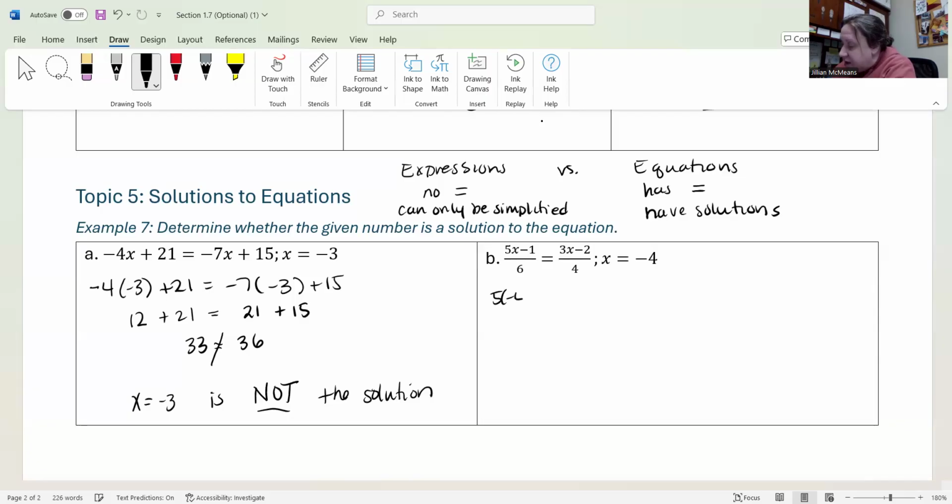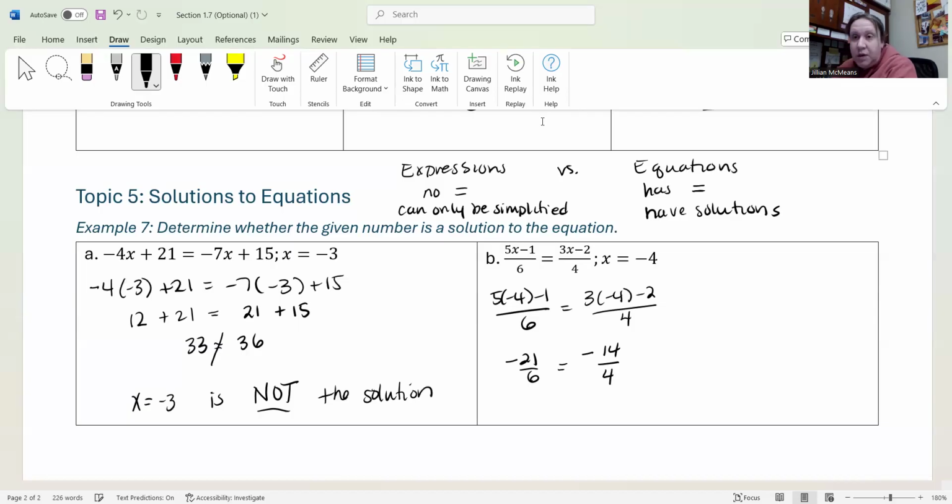So I have 5 times negative 4 minus 1 over 6. I want to know if that equals 3 times negative 4 minus 2 over 4. So let's see what we get. So for the first half of this equation, the left-hand side, we get 5 times negative 4, which is negative 20. And then we get negative 20 minus 1, which is negative 21 over 6. Let's see what we get for the other side. For the right-hand side of the equation, we get 3 times negative 4 is negative 12. Negative 12 minus 2 is negative 14 all over 4.